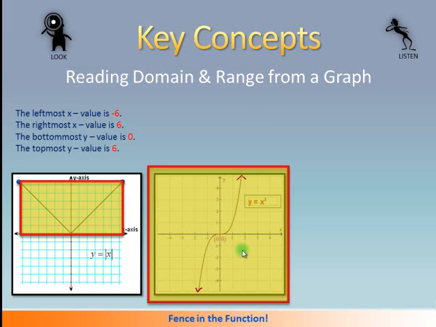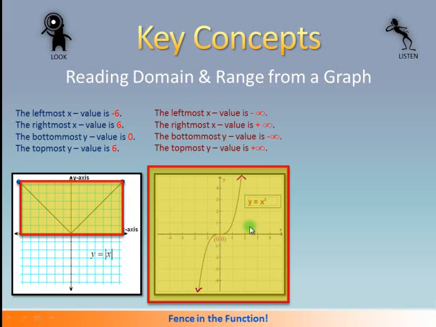So in this circumstance, our domain goes from -infinity to +infinity, and our range, bottommost to topmost, -infinity to +infinity. Let's look at the next one.